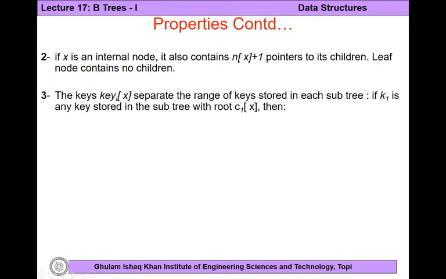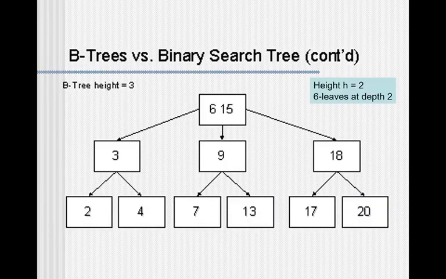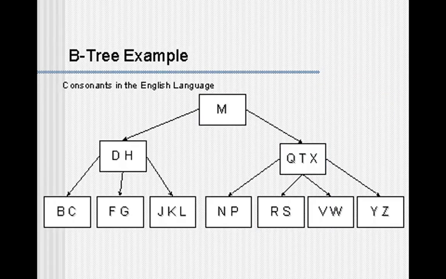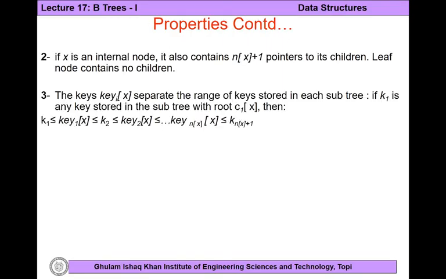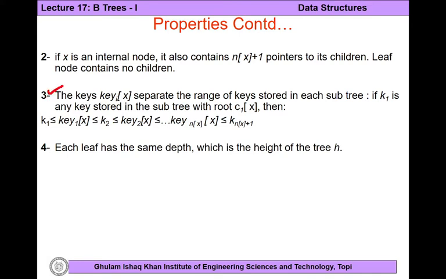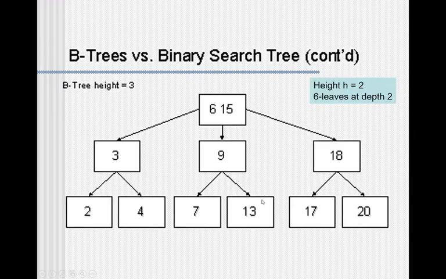The keys are separated by a range of keys stored in each subtree, right? This point I've already told you visually. Now these keys, all keys which are between D and E are placed here, right? All keys which are between Q and T are placed here. All values which lie between T and X are placed here, right? So this is the interpretation of this particular point, right?